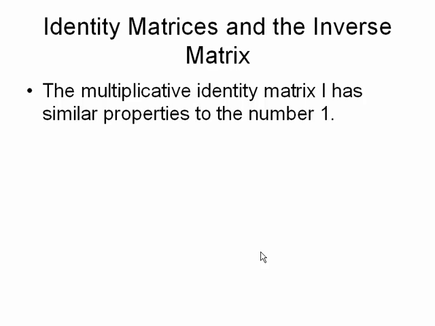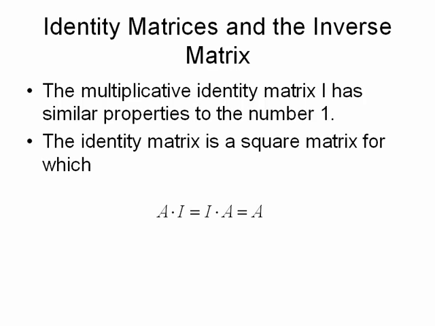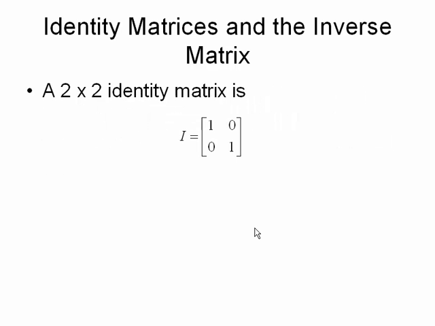Now the multiplicative identity matrix I has similar properties to the number 1. The identity matrix is a square matrix for which A times I is equal to I times A, which gives us A. So let's start out and look at some particular identity matrices and see what they have in common.